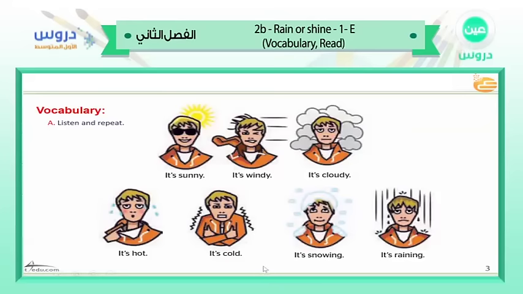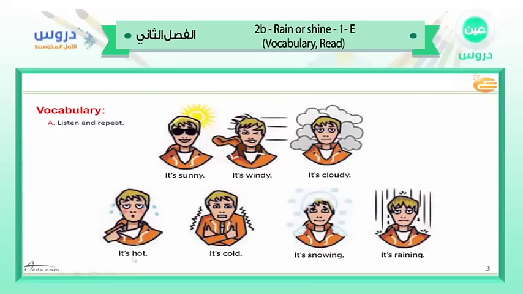Very nice. So I'll read them again, and we will take a careful look at the weather that we have. Take a look at the picture. Can you see the sun? It's sunny. Next picture. It's windy. It's cloudy. We cannot see the sun. Can you see it? No, we cannot. So it is cloudy. We have a lot of clouds, okay?